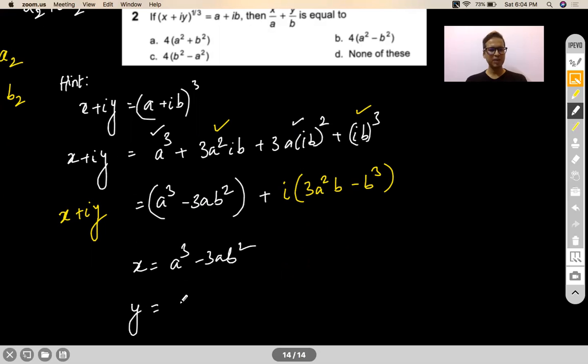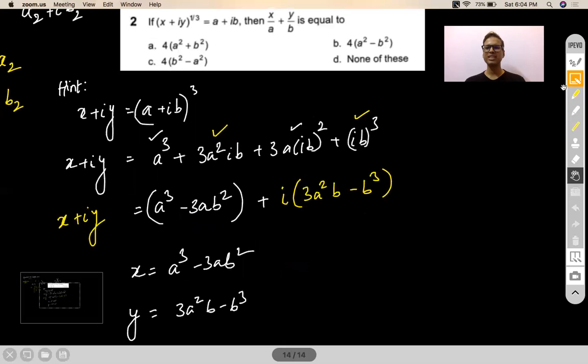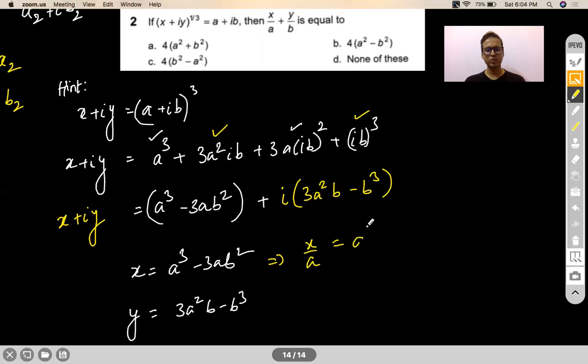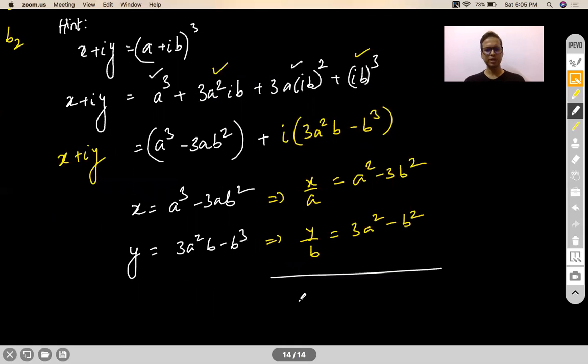And the imaginary part would be equated to the imaginary part. Okay. Now, what does the question demand from us? The question demands from us x by a plus y by b, right? So from here, I can say x by a is a square minus 3b square. And y by b from here will be 3a square minus b square. Let's add them, and our required expression would become 4 times a square minus b square.